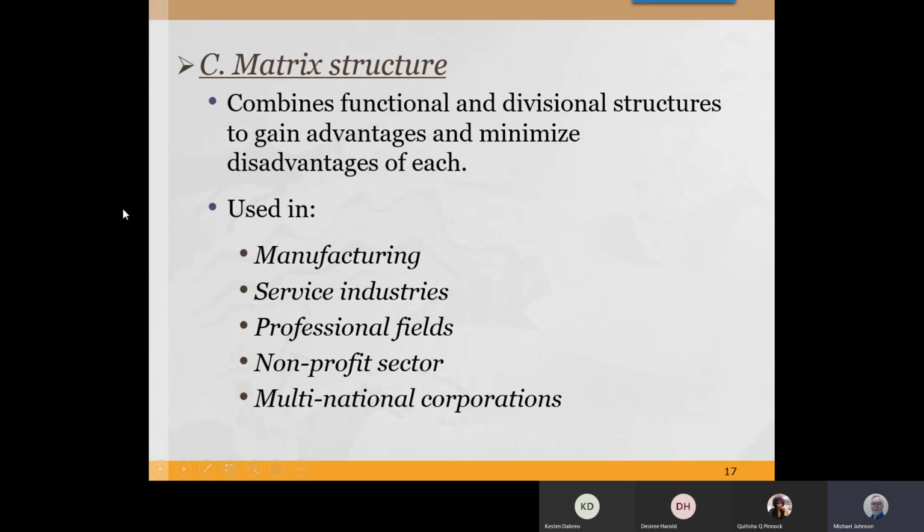The matrix structure, I want you to remember this one because this will come up during your final. Matrix is an interesting philosophy. It combines functional and divisional structures to gain the advantages and minimize the disadvantages of each one of them. It happens within all sectors. So manufacturing, service industries, professional fields, nonprofit sectors, multinational corporations. A matrix is a combination of everything, and it is usually a little bit of different elements.